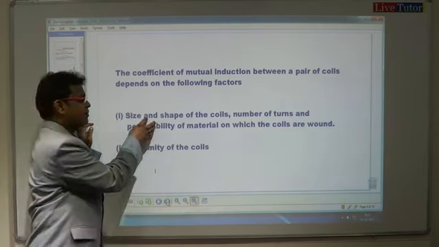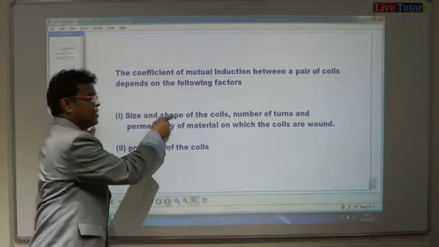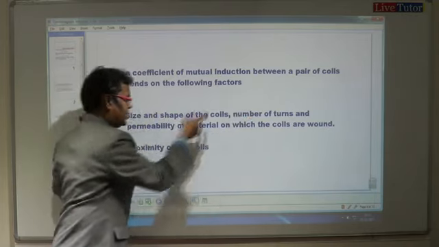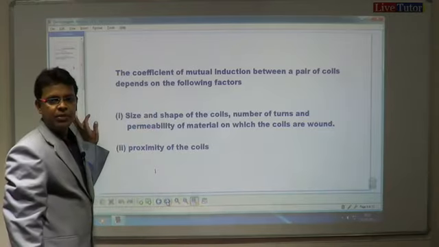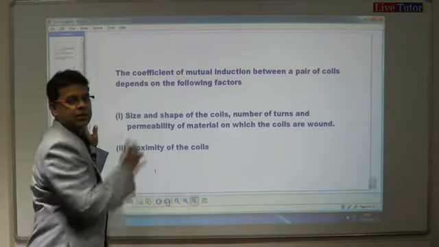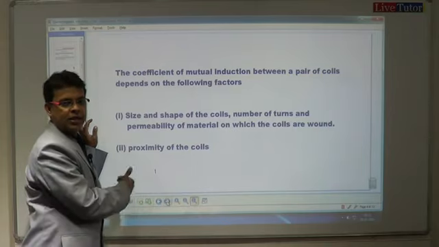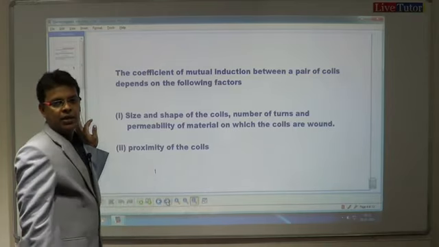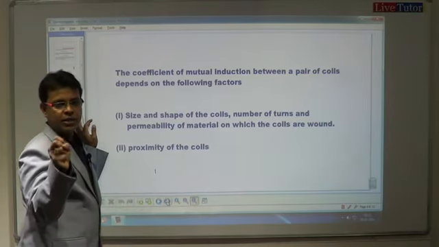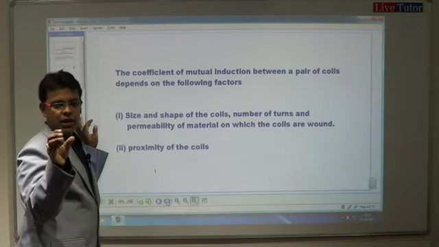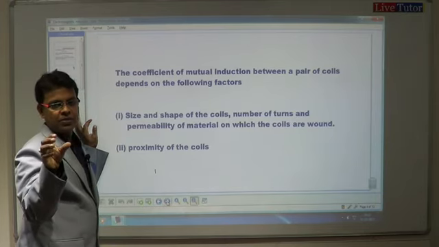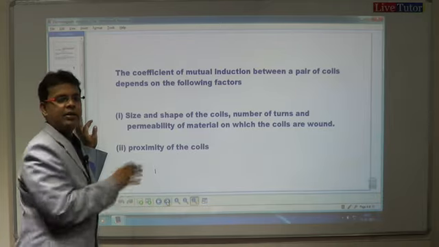What are the factors here we have mentioned? Size, shape and number of turns and the medium, permeability of the medium. இது எல்லாமே ஒரு பார்ட்ல வந்துச்சு. Okay, the second point என்ன சொல்லுது, proximity of the coil. Proximity அப்படின்னா என்ன, how close they are, ரெண்டுத்துக்கு நடுவுல அந்த கேப் இருக்கு இல்லையா, அதுதான் it is called proximity, how close they are. இந்த ரெண்டு factors.